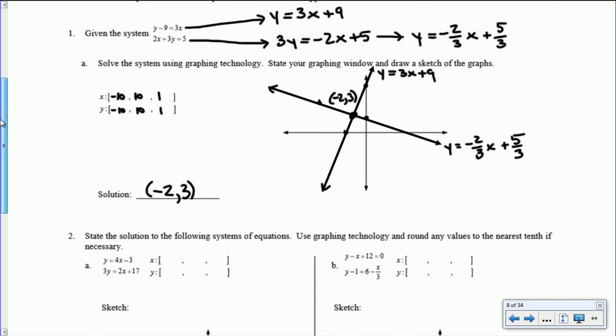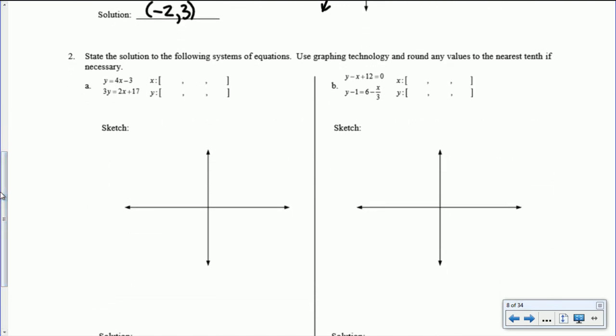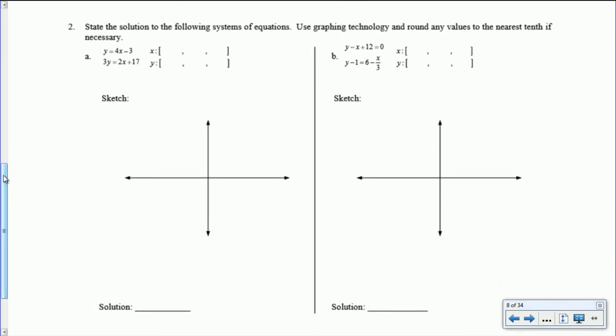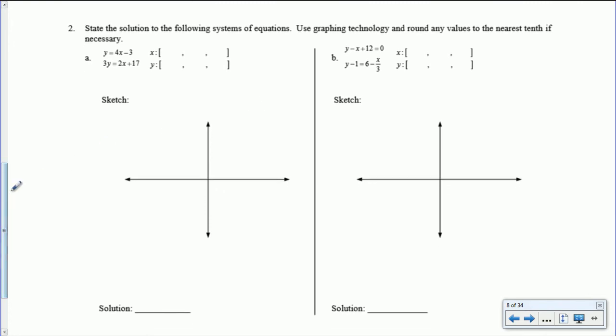Okay, pretty straightforward. Yeah, usually your most reliable way, so if you're ever uncertain about how to solve these in the future, you can always fall back or at least verify your solution graphically. Okay, so let's try a couple more. State the solution to the following systems of equations. Use graphing technology, round any values to the nearest tenth. So yeah, you might want to try these. You can probably pause the video and try each of these out.